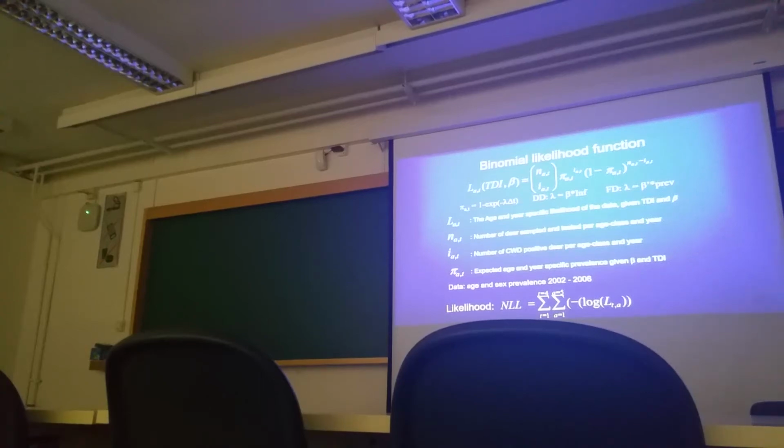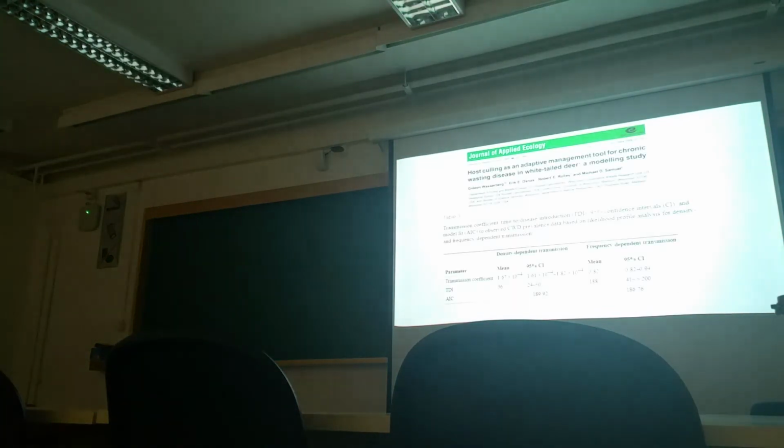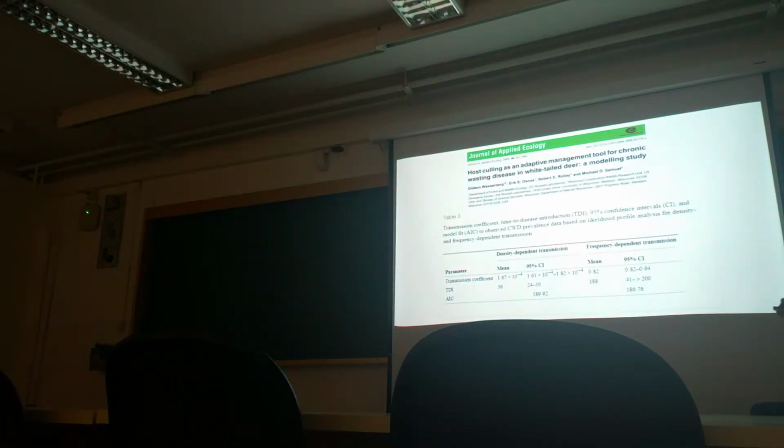Which model is more consistent with the data, for frequency or density. And again, here is a quick summary of our results. Looking at the AIC value, results were more consistent with frequency-dependent transmission, which is bad news, because when you have density-dependent, you can apply culling below a certain threshold, but when it's frequency-dependent, essentially you need to cull the entire population. And obviously that's unfeasible.